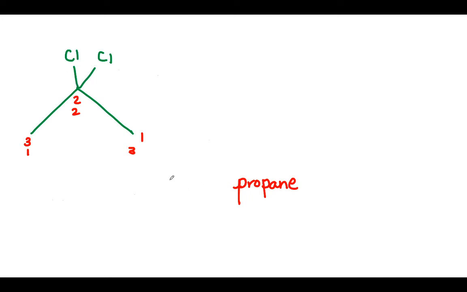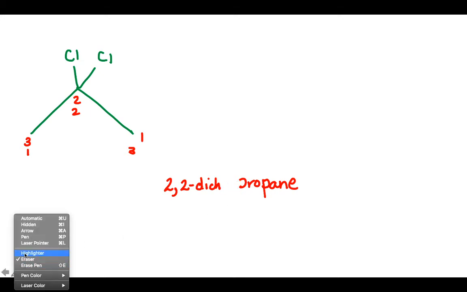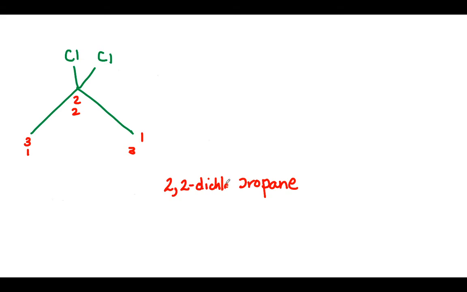So how does that change things? I would have to write 2,2-dichloropropane. The reason there's 2,2 is that both chlorines happen to be on carbon number 2. If there was a chlorine on carbon number 1, then it would be 1,2-dichloropropane. Just to make that a little more clear, let me rewrite that: dichloropropane.